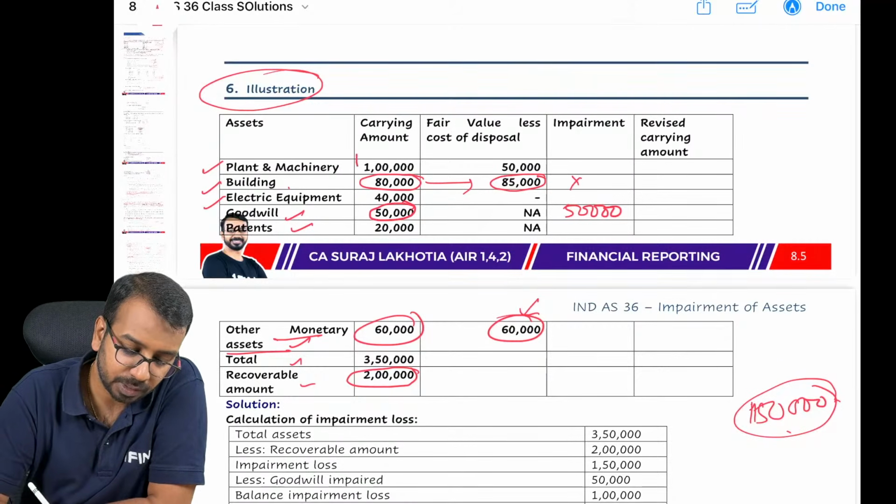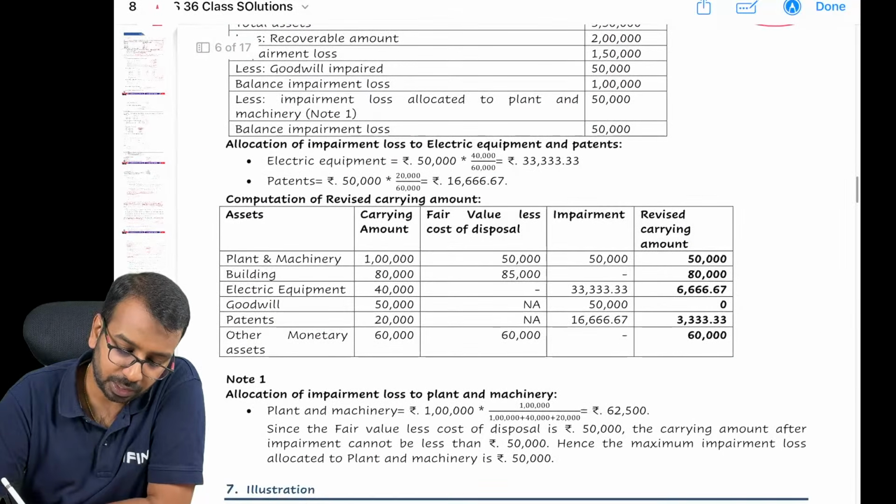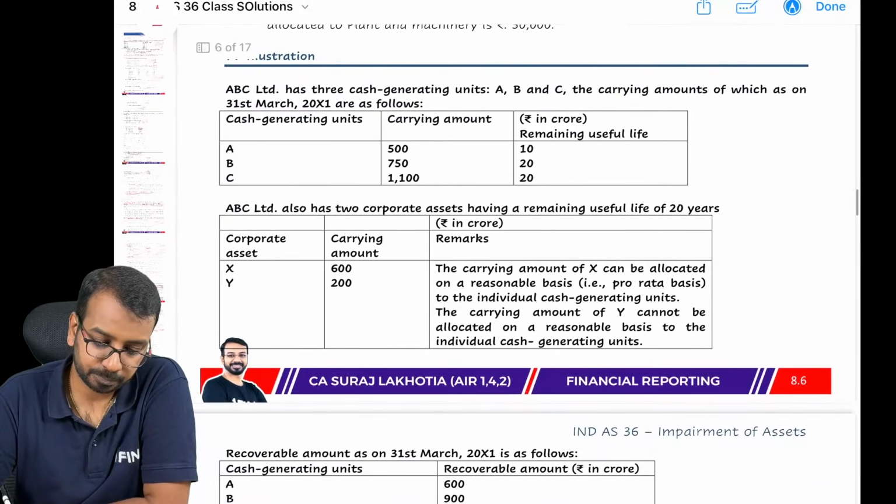So impairment will not be there. So what are left? 1 lakh, electric equipment, patents. Amongst these three, we will do the allocation. So you will allocate the loss between first goodwill, then remaining 3 assets. That is how you have to do.